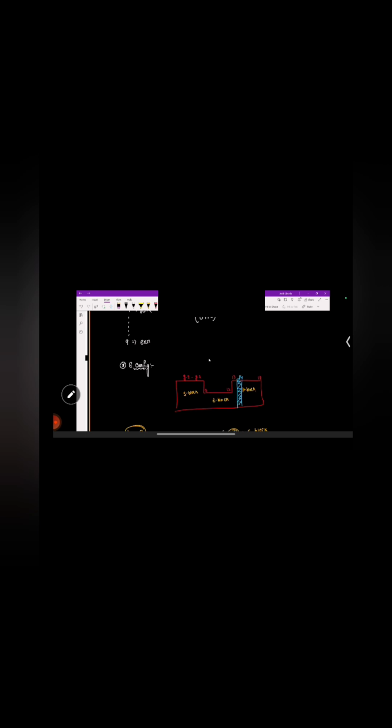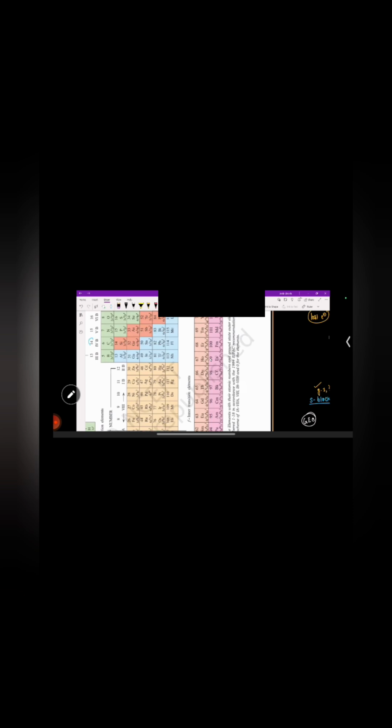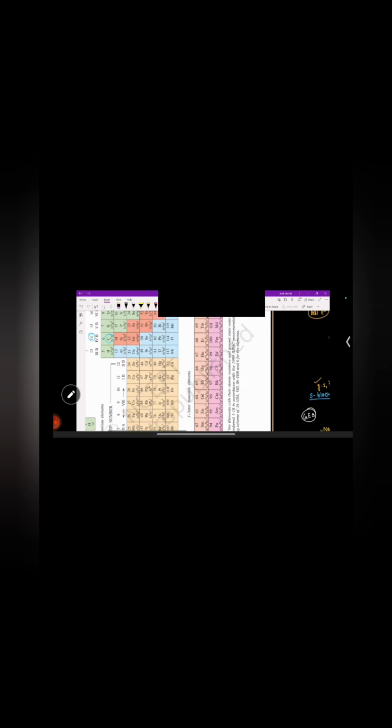So let's see whether carbon is present in group 14 or not. We are going to go to the periodic table that they have given to us, the modern one, and we are going to see group 14, and there we will find carbon right there. This is the way we can also find out the elements, but that's not the point right now.